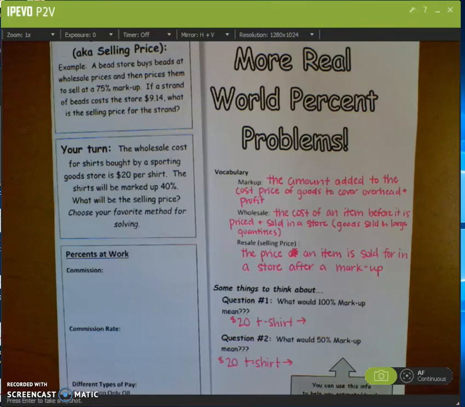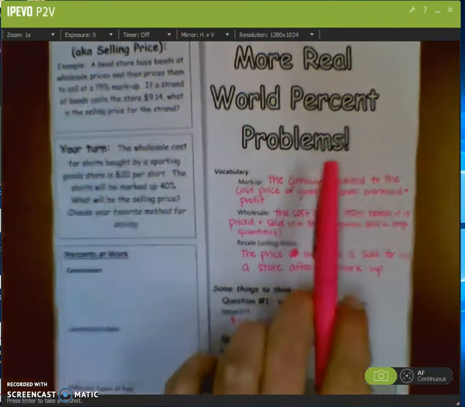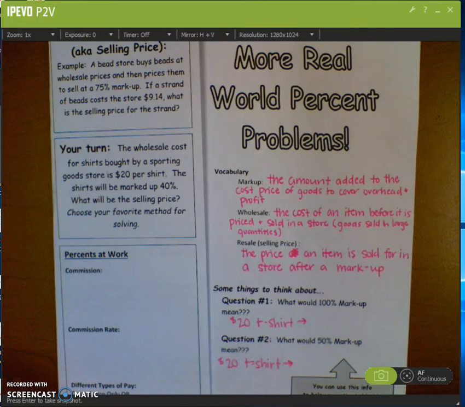Okay, so today we're going to be working more on real-world percent problems. We talked about last time shopping with percents, doing discounts and sales tax. Today we're going to be looking at other things and other times that we use percents in the real world.